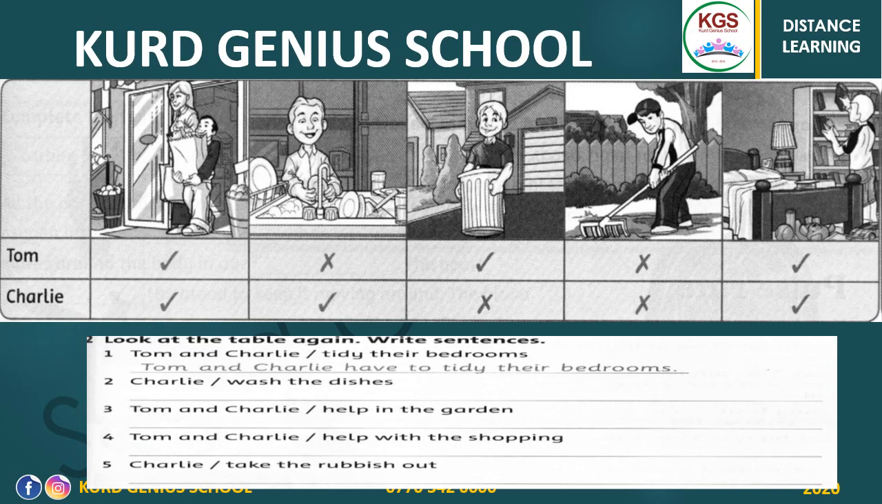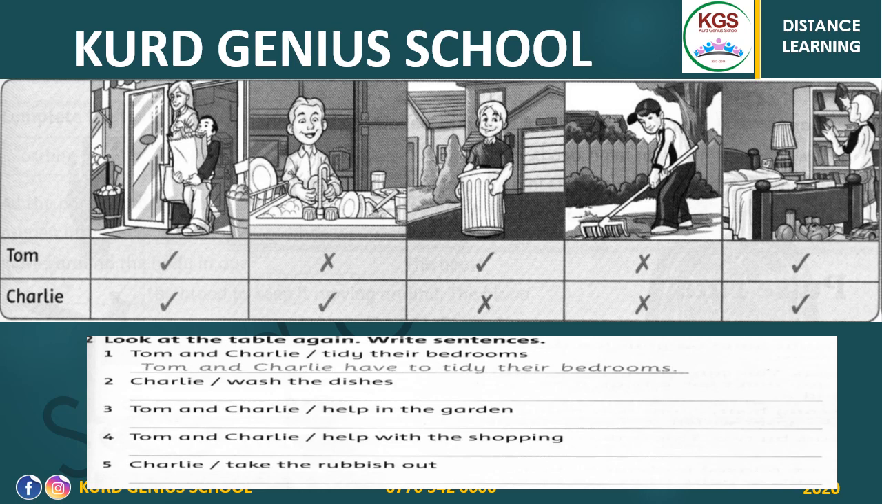Okay, for the next exercise, guys, you must use the table again, right? You have to use the table again. First one says Tom and Charlie, and by the way, you have to write sentences, right? So instructions first. Look at the table again, write sentences. Your job is 2 things. You look at the table and then you write sentences about them, okay? And you also have another piece of information. For example, in the first one it says Tom and Charlie / tidy their bedrooms. So what is the answer? Tom and Charlie have to tidy their bedrooms.